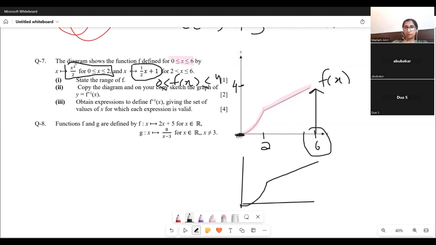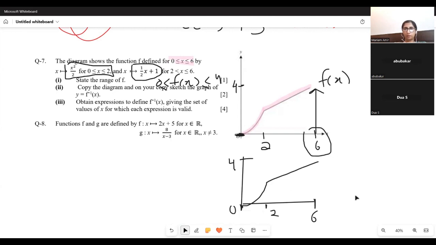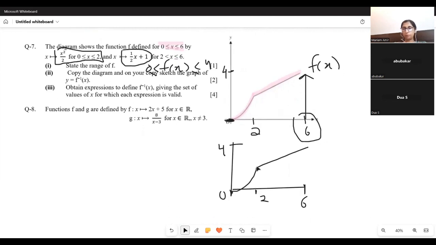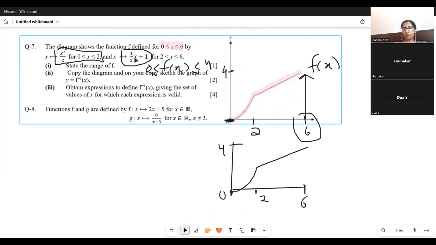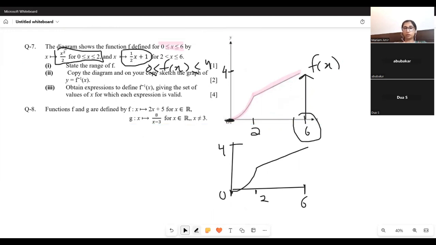Something like this. This is 0, that's 2, and that's 6. When x is 6, we know the value of y is 4. And when x is 2, what's the value of y? 2, sorry, 2. On 2 also this is a straight line, so you can substitute the value of x here in half x plus 1. That's going to be half times 2 plus 1, which is 2. So here it is 2.